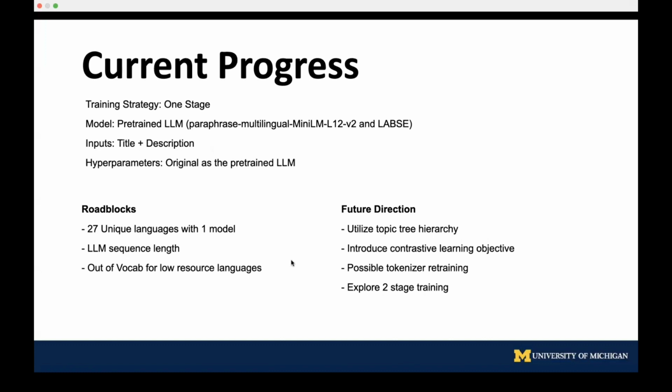And so, like I mentioned, the multilingual language models, LaBSE for example, has 109 different languages that it can process, but still can run into the problem of out of vocab for low resource languages. In that case, we might want to consider a retraining of the tokenizer. And if time permits, we would also like to explore the two-stage training methodology that I mentioned before.